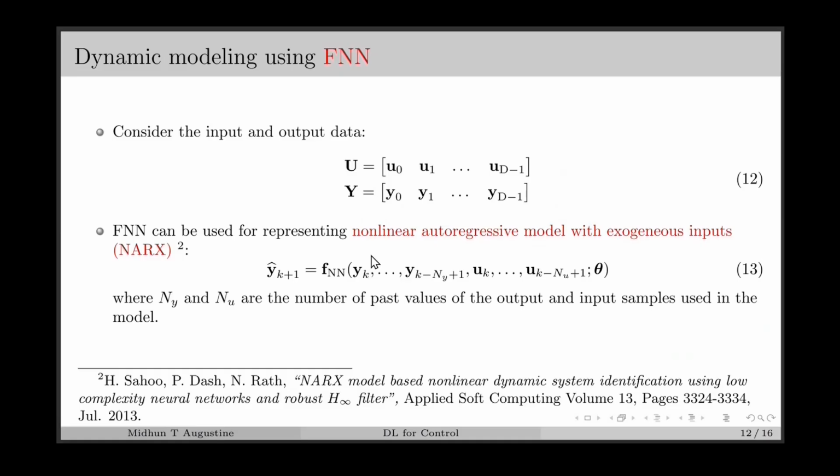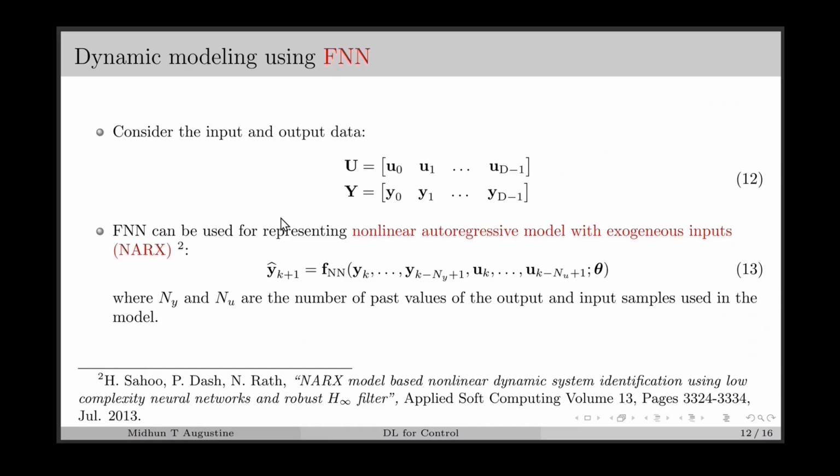We can also use a feedforward neural network for dynamic modeling. In that case, we will be considering input and output data as in equation 20, where the input data is the control input at different time instances, which is denoted by u0 till ud minus 1. We have capital D samples of the input vectors and output data containing the sensor output, which is y0 till yd minus 1.